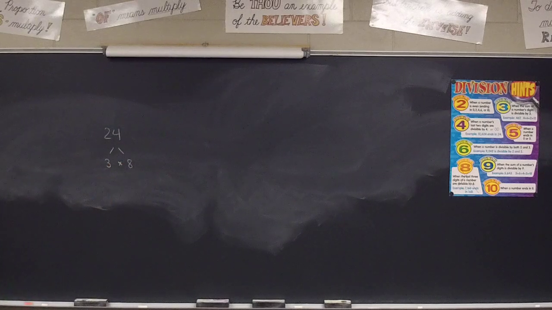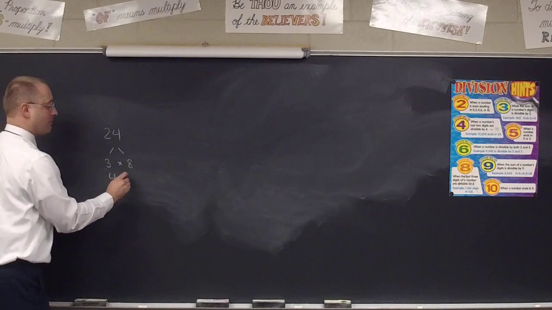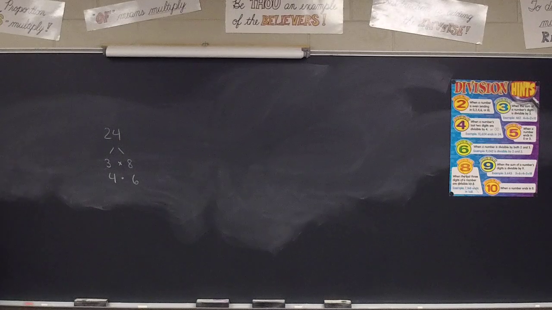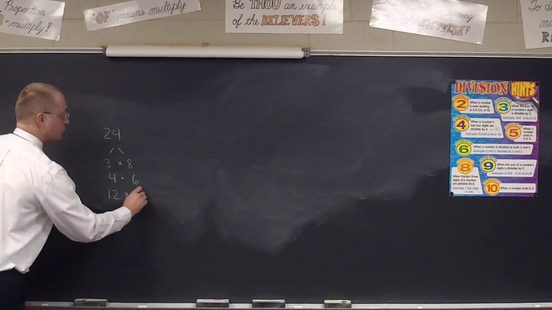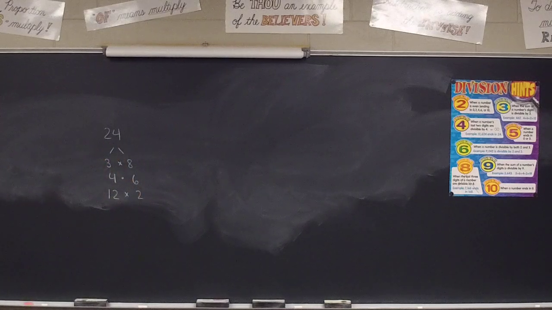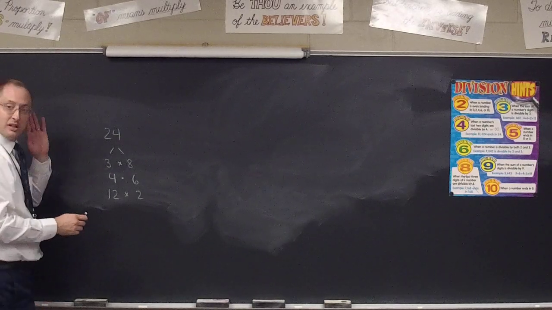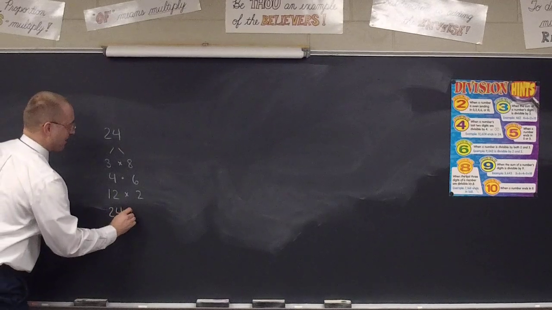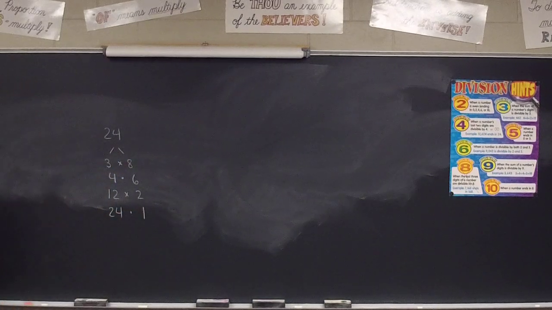What's another way I could break up the number 24, Sam? 4 times 6. I could break it into 4 times 6. But there are other ways still. Somebody else? Luciana? 12 times 2. I could certainly do 12 times 2. There's one more way. It's kind of a cheap way to do it, but it's still there. 24 times 1. Yeah, 24 times 1. You can always split a number into itself times 1, right? But there's a lot of different ways to break a number into its factors.